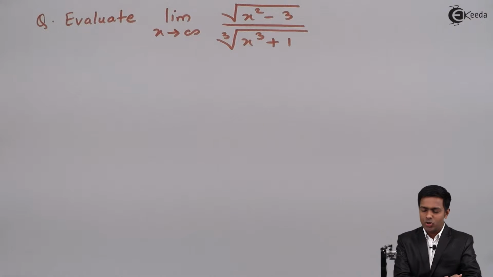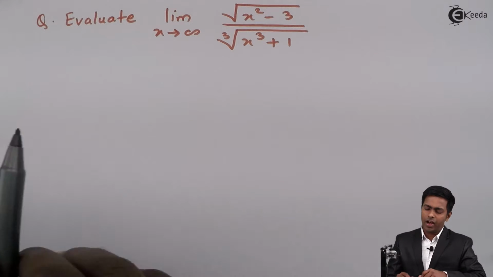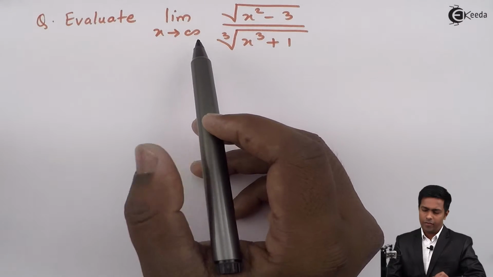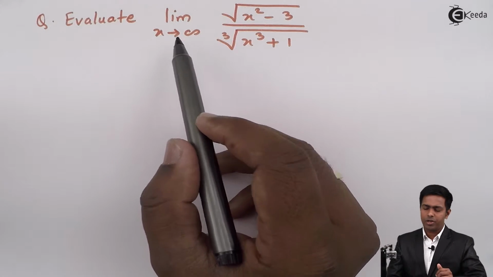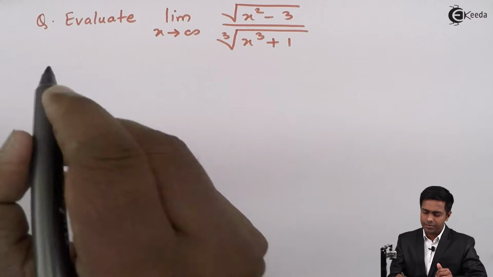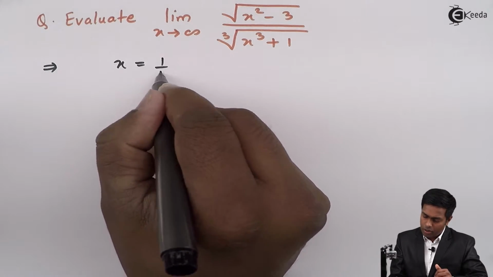Hello everyone. So here in this problem we have to evaluate the limit as x tends to infinity of square root of x square minus 3 upon cube root of x cube plus 1. Now if you observe the given limit, here we have x tends to infinity, and whenever we have x tends to infinity we substitute x as 1 upon t. So here I will put x as 1 upon t.